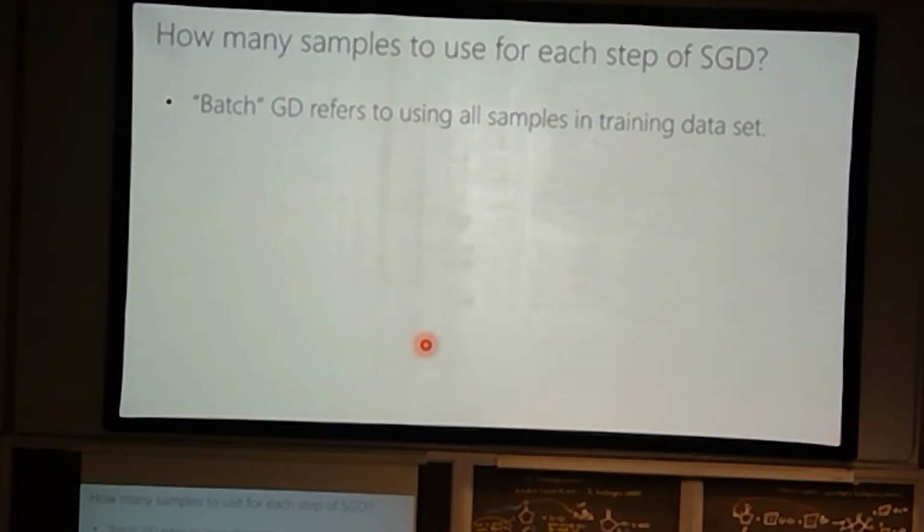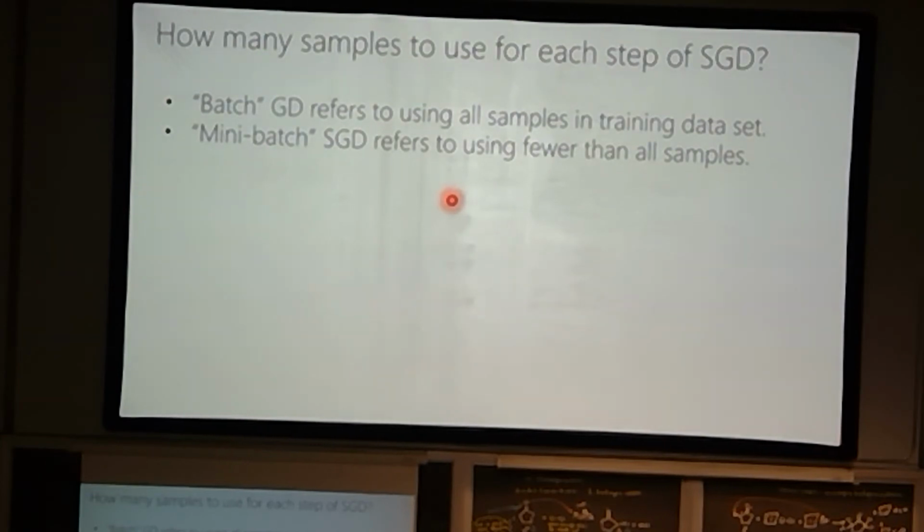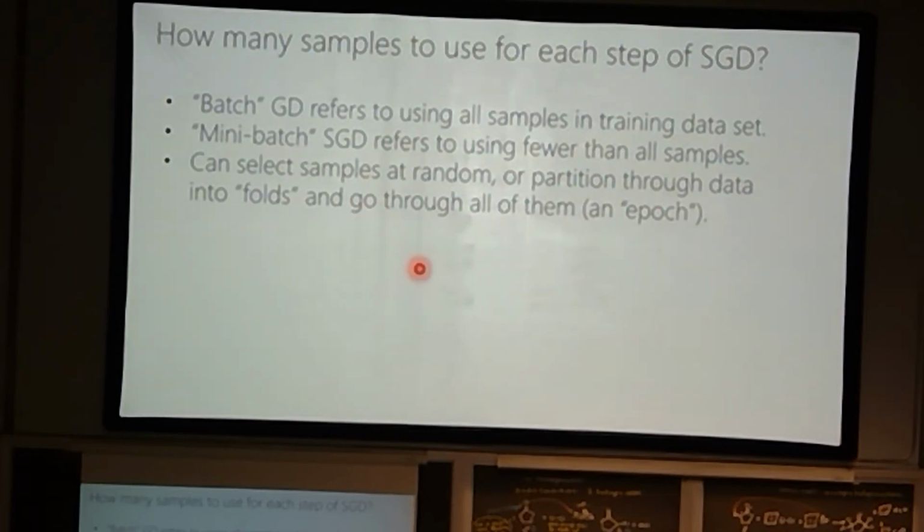So just to give you some terminology, because you'll hear this: batch gradient descent refers to using all of the samples in your training data. So batch gradient descent is just regular gradient descent. Mini batch refers to using fewer than all samples, and the mini batches are each little batch you use to compute the stochastic gradient. As I said, you can select the samples at random, or more likely partition them into folds.